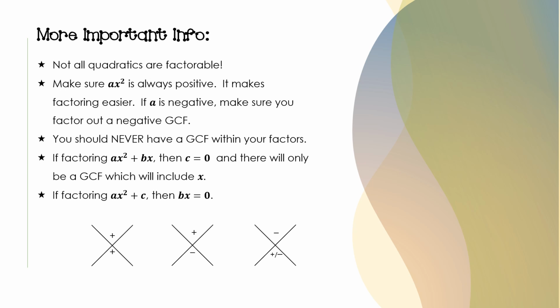You should never have a GCF within your factors. A GCF is a number that all of your terms are divisible by. So for example, if I gave you 3x minus 6 as one of your factors, these are both divisible by 3, and so that would tell you that something is wrong. You should never, ever end up with a GCF within your factors, okay?